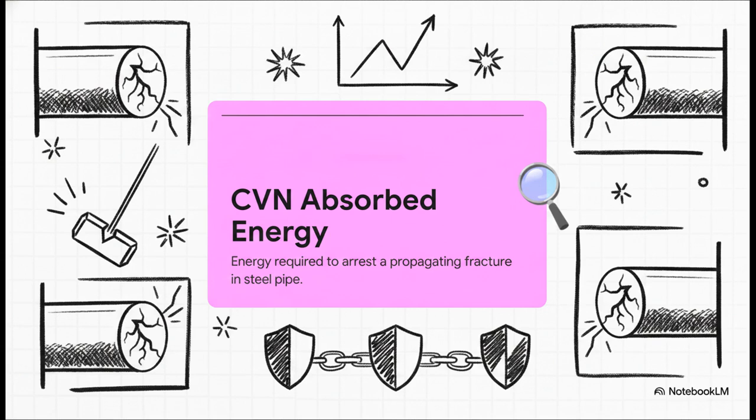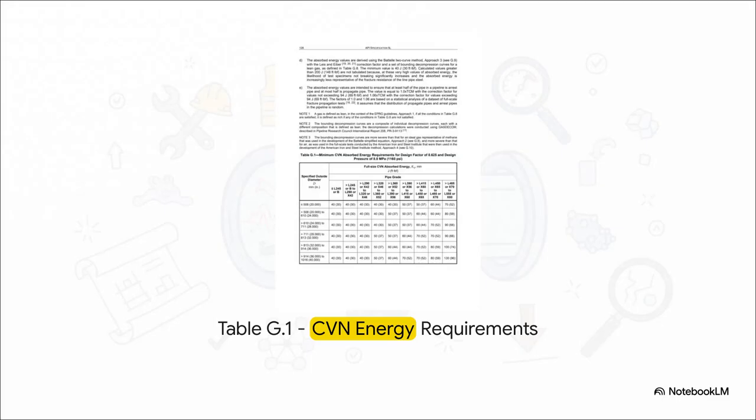It tells engineers the exact amount of energy the steel can absorb from a sudden, massive impact without splitting wide open. When a crack starts, the steel itself has to absorb the energy to stop it from traveling down the line. So, how do engineers actually use this?